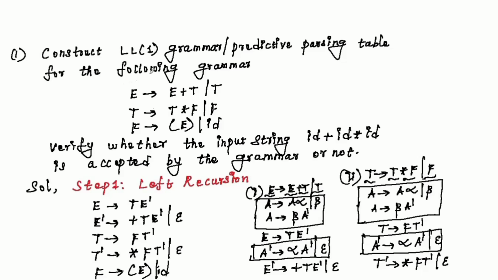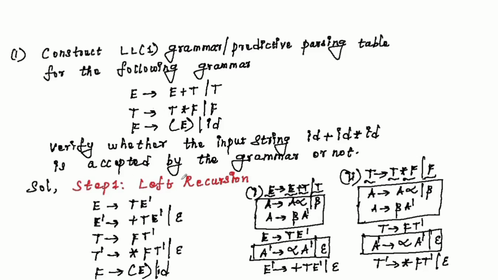The given grammar has left recursion. E tends to E plus T or T, T tends to T star F or F. In the production, the right hand side starts with capital E, and the left hand side starts with capital E again. Then do the left recursion removal. Similarly, T tends to T star F: the left hand side starts with capital T, and the right hand side starts with capital T again. Here left recursion makes LL1 parsing impossible, so we first remove it.